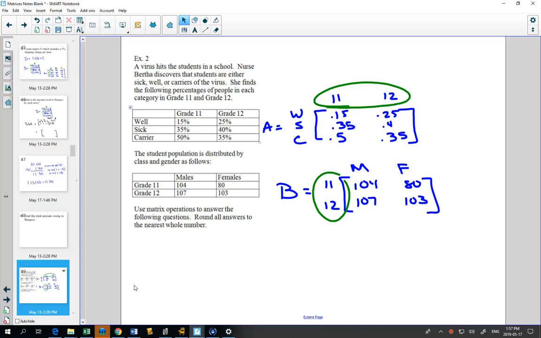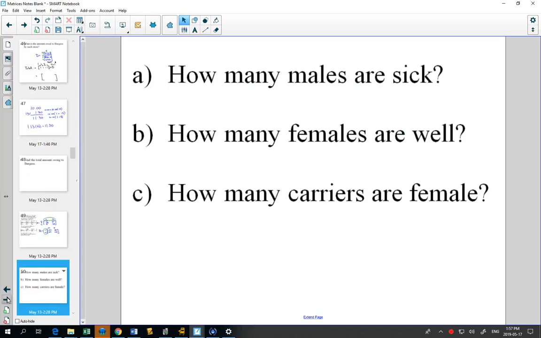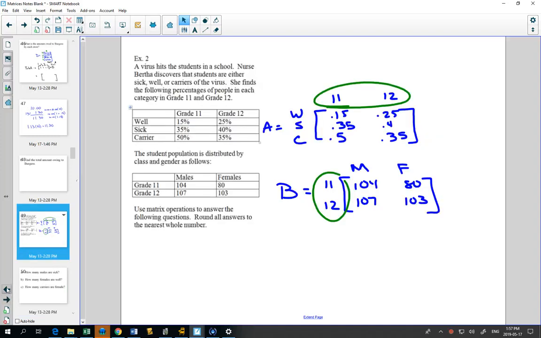Use matrix operations to answer the following questions. How many males are sick? How many females are well? How many carriers are female? So again, you could just figure these things out using the data and calculating them. If I wanted to figure out how many males were sick, I know that 35% of the grade 11s are sick, so that means 35% of 104. 35% of the females are sick, so I'd have to add those up.